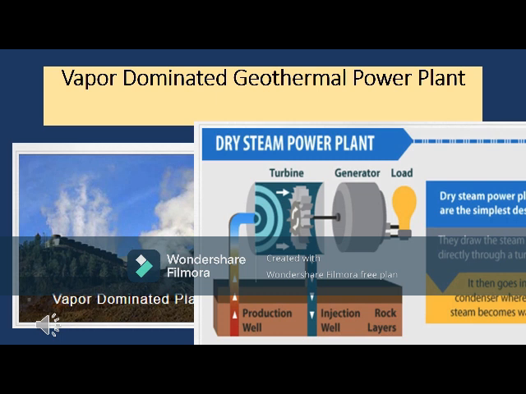Next, we have the vapor-dominated geothermal power plant. We have to pump the hot water, and it releases a tremendous amount of dry steam. It's said to be the simplest, and one example of this power plant is our Tiwi geothermal power plant in Albay. Now the dry steam runs the turbine, and then this steam undergoes condensation. As the turbine moves, the generator produces electricity. The condensate has to move downward and be injected again going down into the soil.